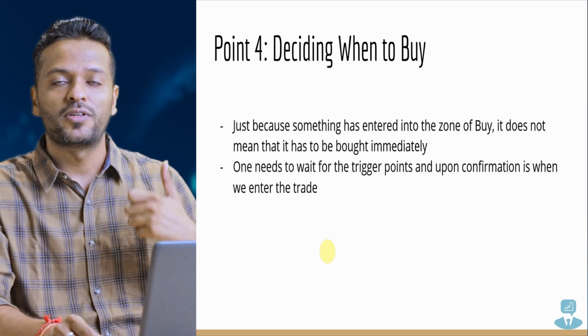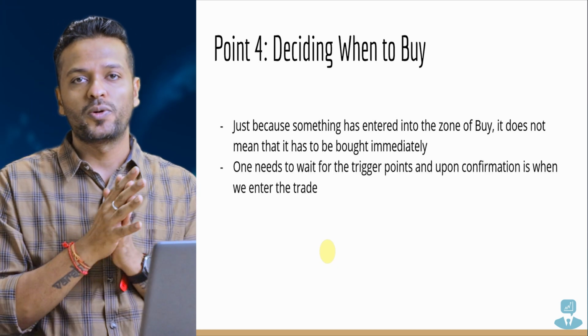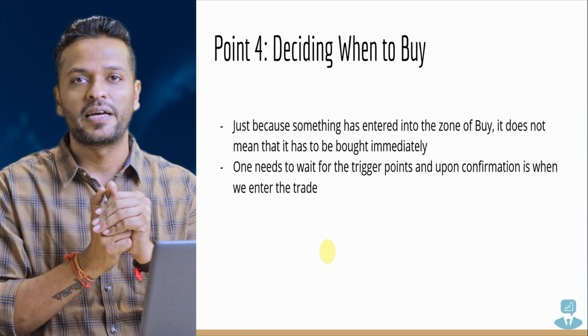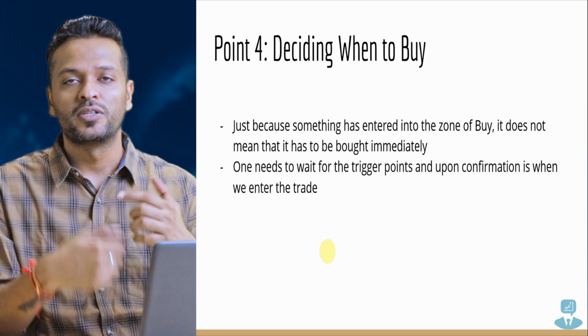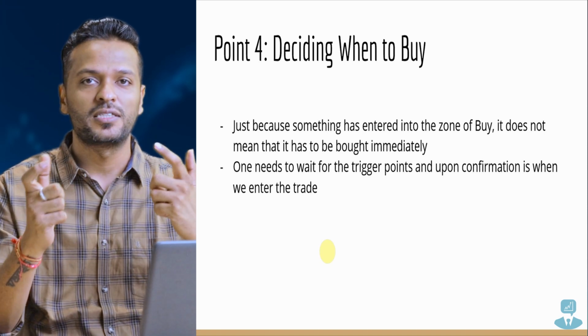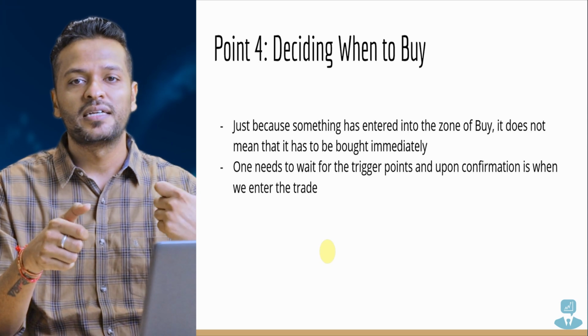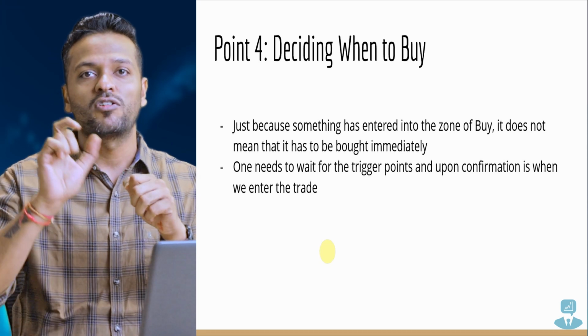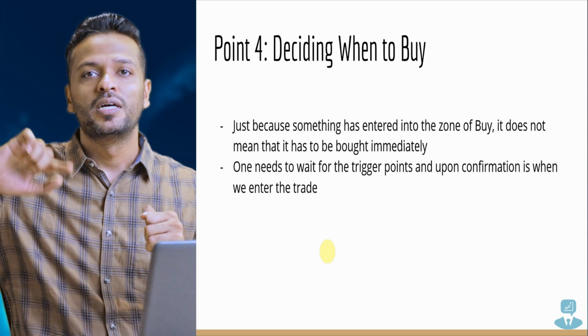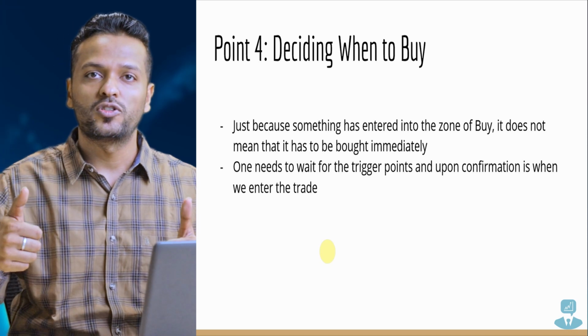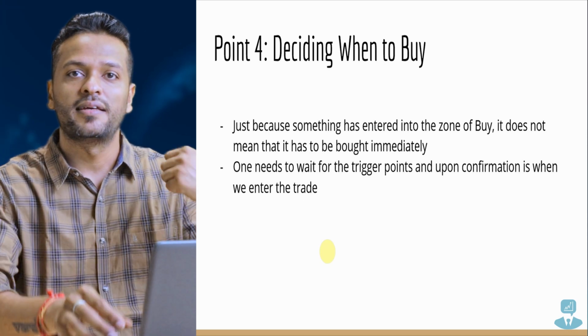One needs to wait for the trigger points. Now trigger points are those points which give you confirmation that the trade is ripe and it's about to make a move. The trigger points could be in the form of a candlestick pattern, in the form of technical indicators, or in the form of the market getting out of the zone and getting into a fresh zone of rally. So wait for those trigger points, wait for those zones and then enter the market.